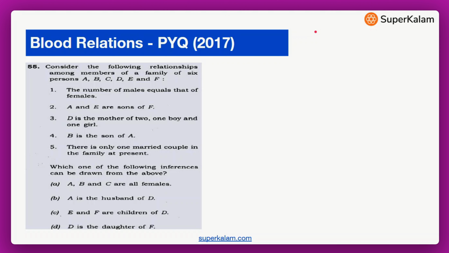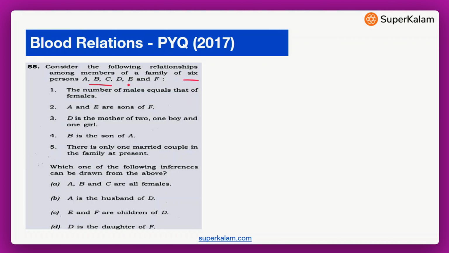Now this question asks us to consider the following relationships among members of a family of six persons. So this is a family and it has six people: A, B, C, D, E, and F. First of all, the number of males is equal to the number of females. So out of these six people, three will be male and three will be female.